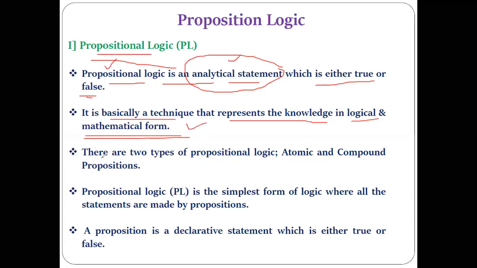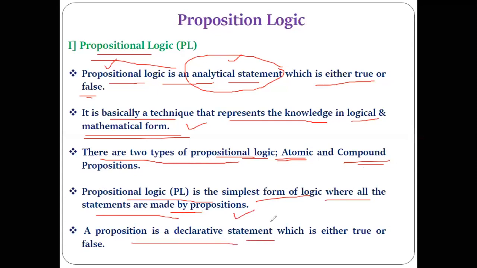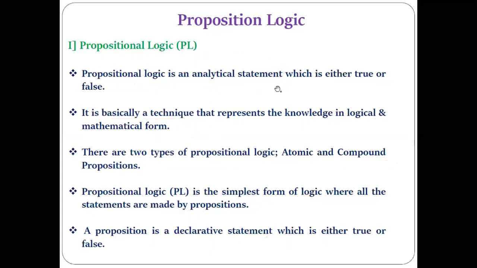There are also two types of propositional logic: one is the atomic proposition and the other is the compound proposition. We will see those in detail in a further part. Propositional logic is the simple and powerful form of logic where all the statements are made by propositions. A proposition is generally considered a declarative sentence or statement which can be either true or false.